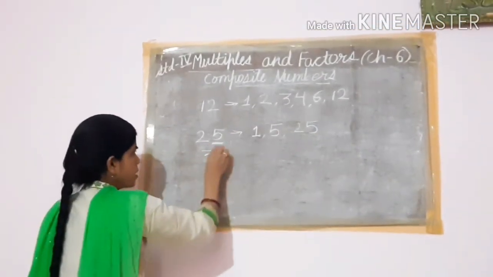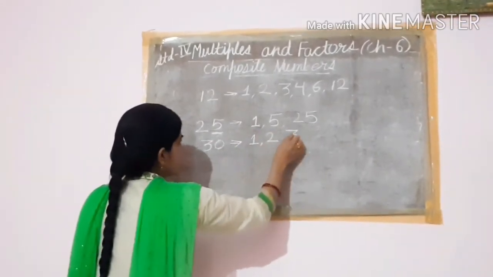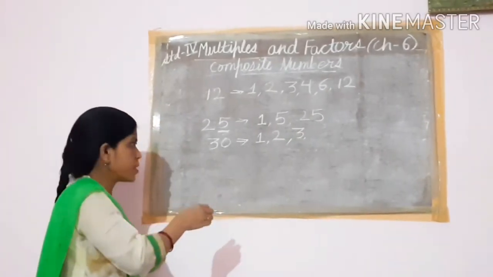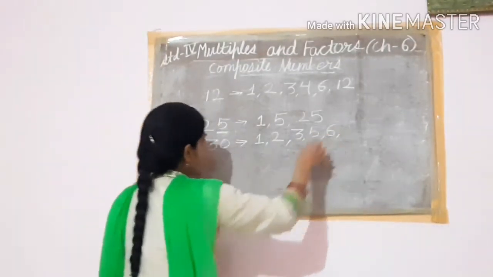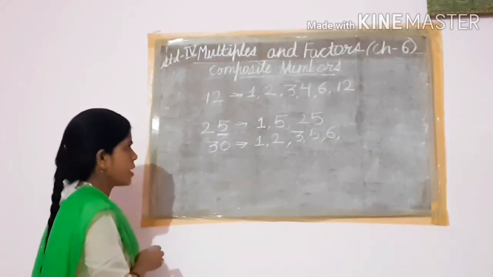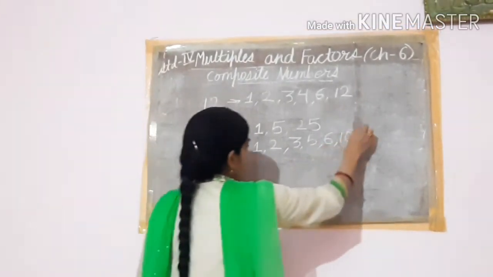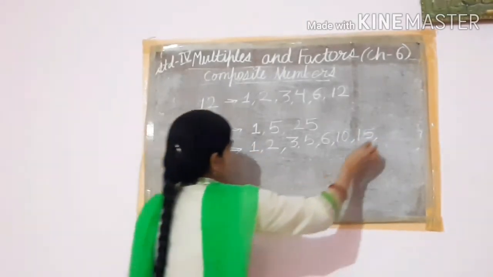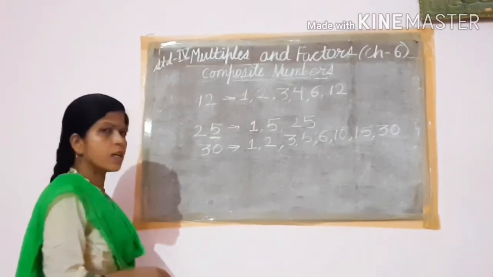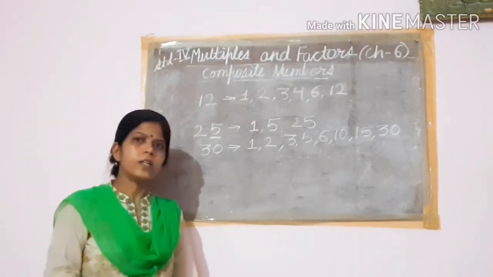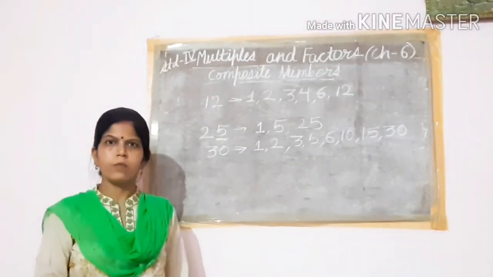One more example, 30. Now check: 1 30 is 30, 2 15s are 30, 3 10s are 30, 4 table 30 is not coming, 5 is coming, 5 6s are 30, then 6 5s are 30, 7 8 9 not, 10 3s are 30, then 15 2s are 30, and then 30. So it also has many factors. It is a composite number. Except one, a number which is not a prime is a composite number.